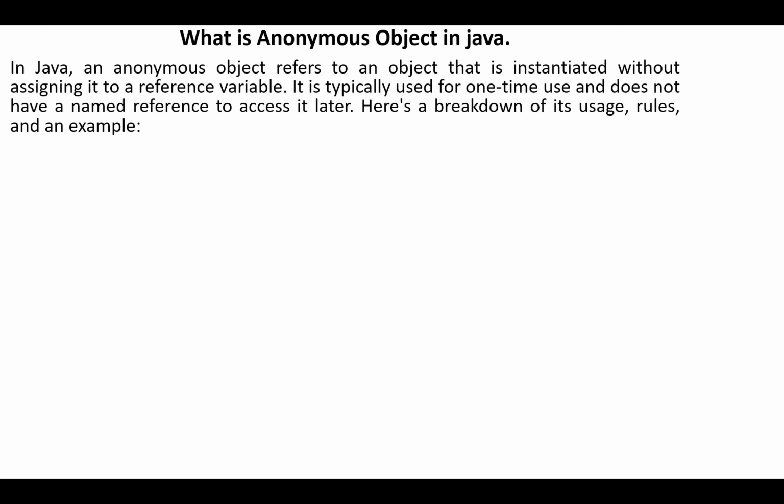An anonymous object is an object which is created without any reference variable. We can use it only once, because it has no name, so we cannot use it later.